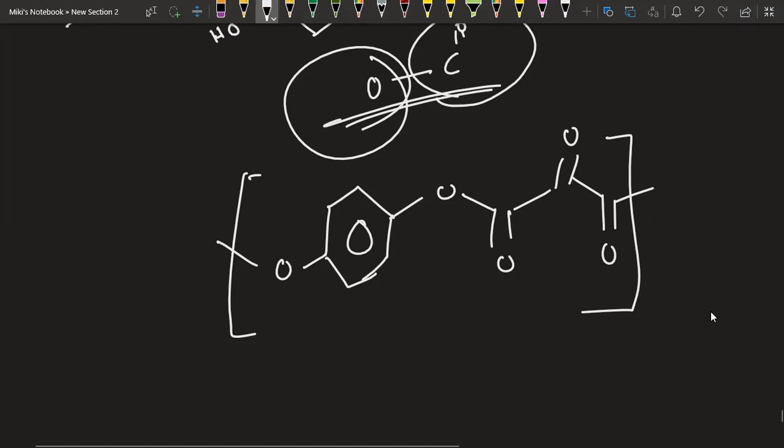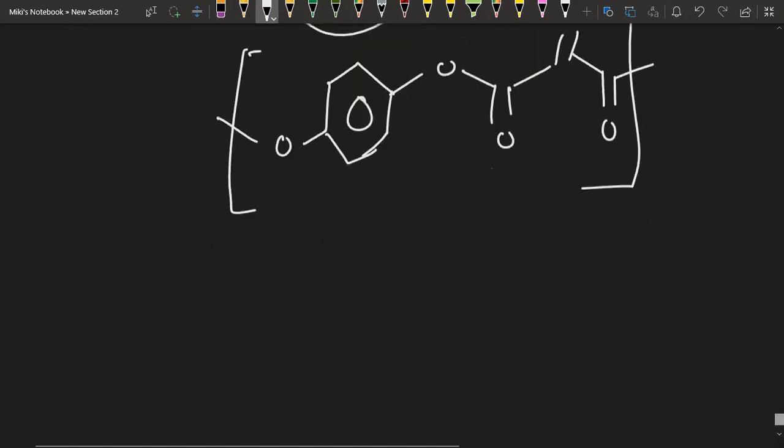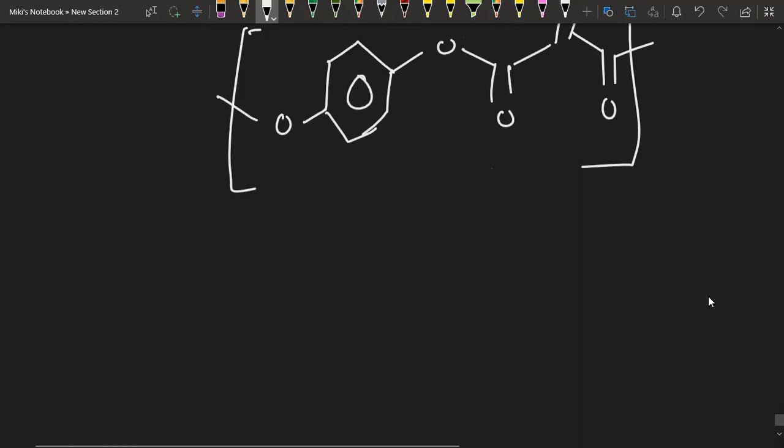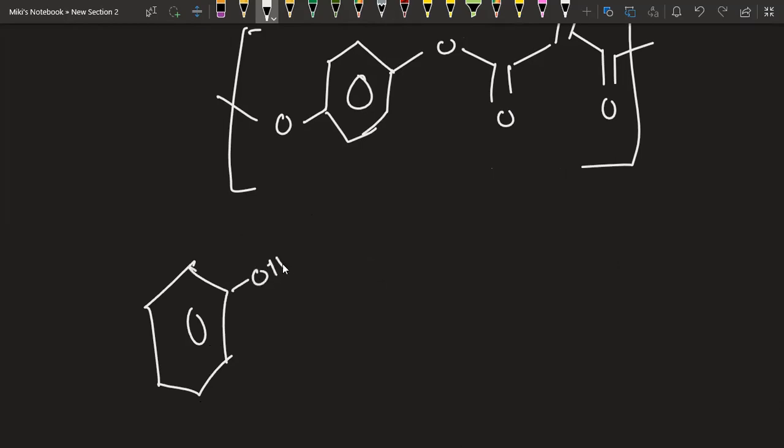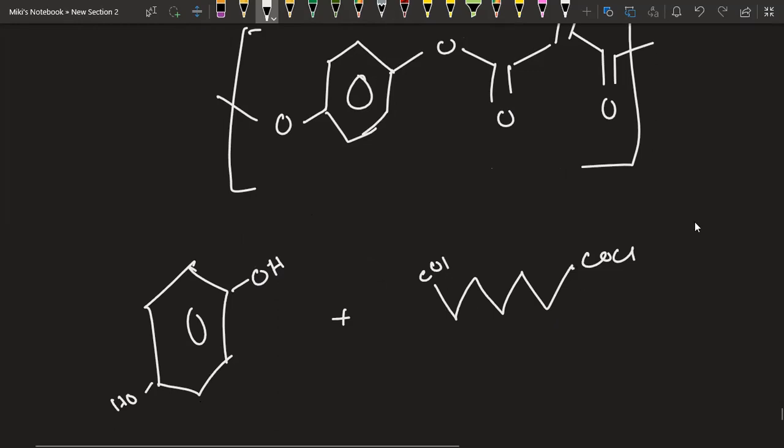Now, a second such situation could be that, instead of just two carbons in the bond length over here, we can have a larger monomer. The diphenol remains the same, but let's say we have a larger monomer of COCl. Then what will be the product? The product in this case will be this one.